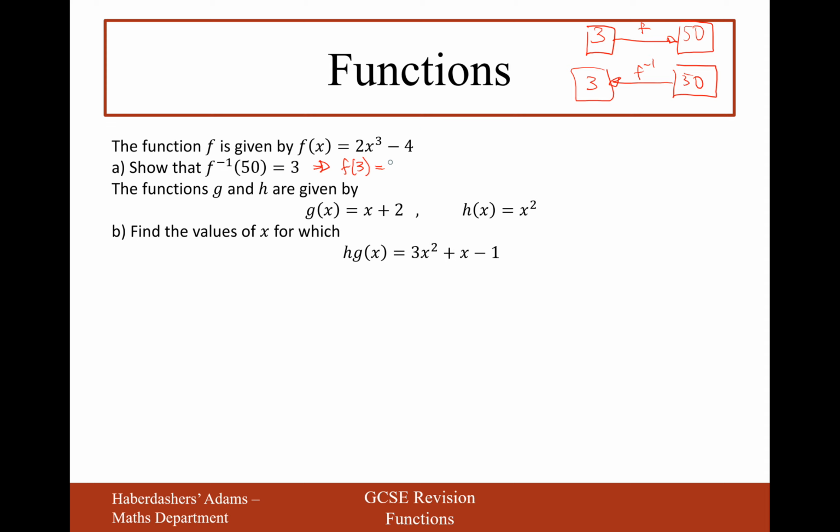So let's put 3 in, it's going to be 3 cubed, so that's going to be 27, 2 times 27 is 54, take away 4, that's 50. So there we are. I've shown the answer to part A in a very quick and sneaky way.